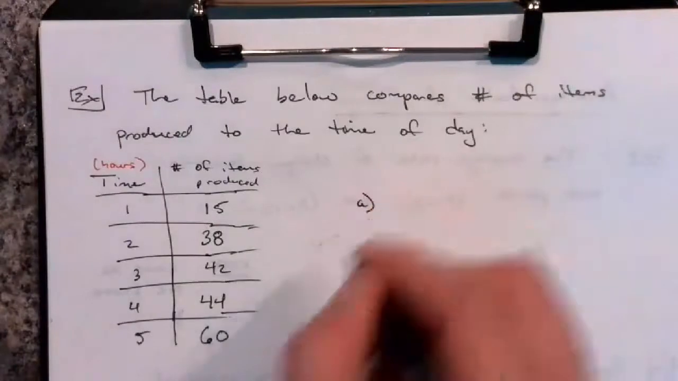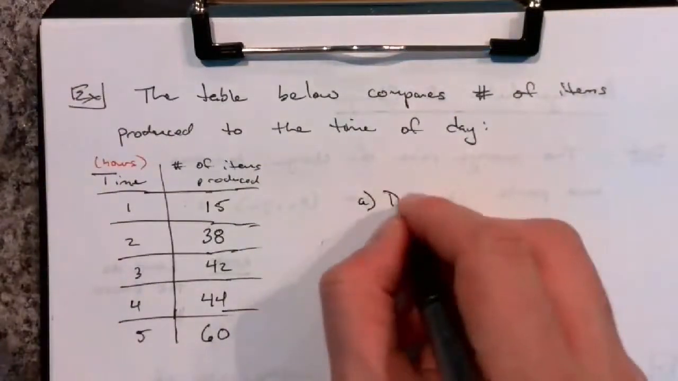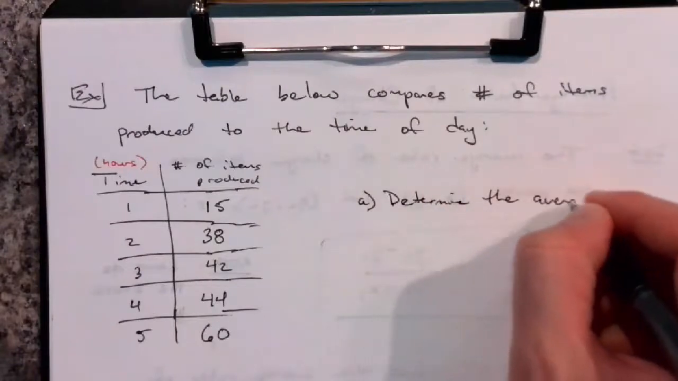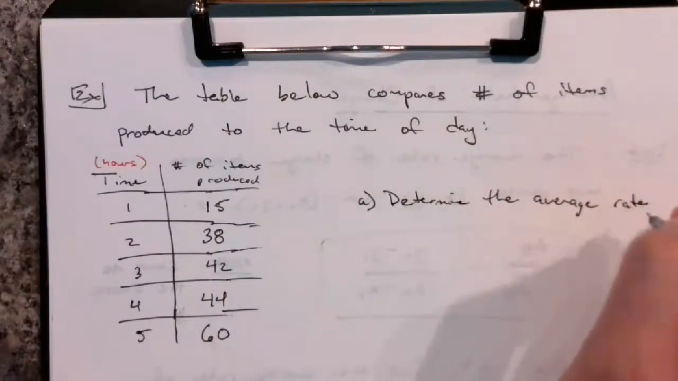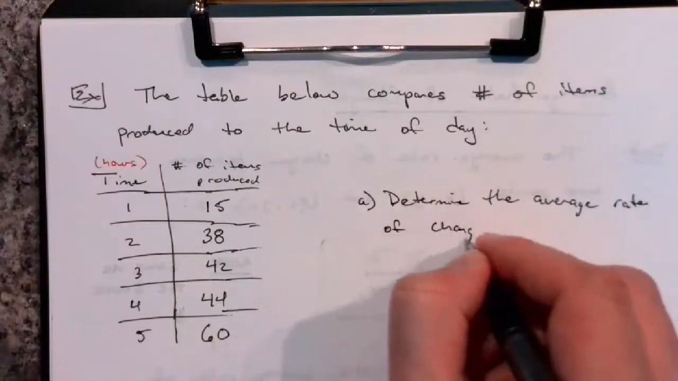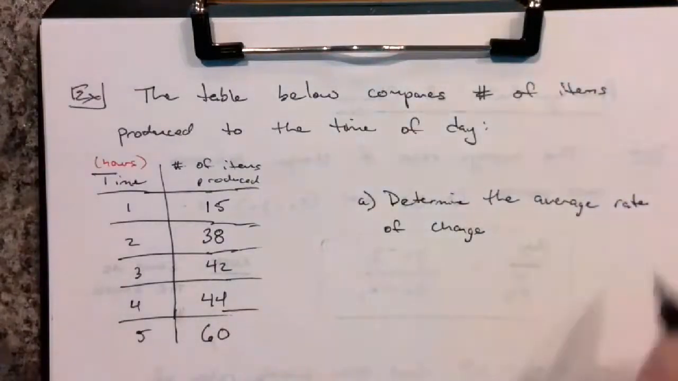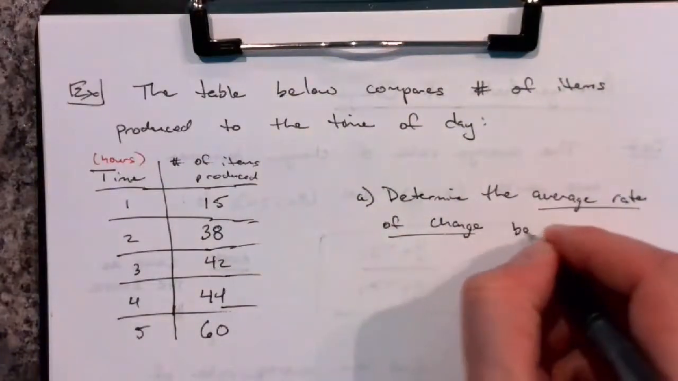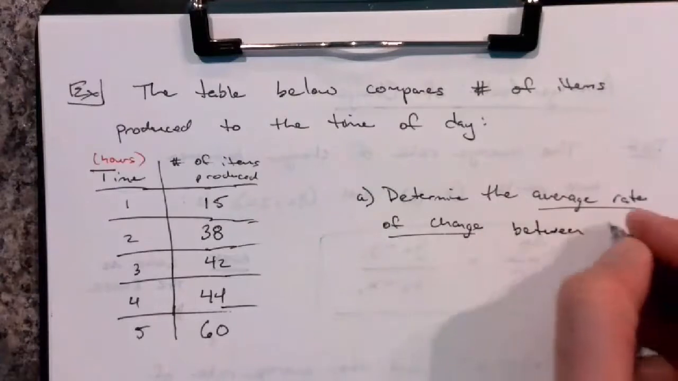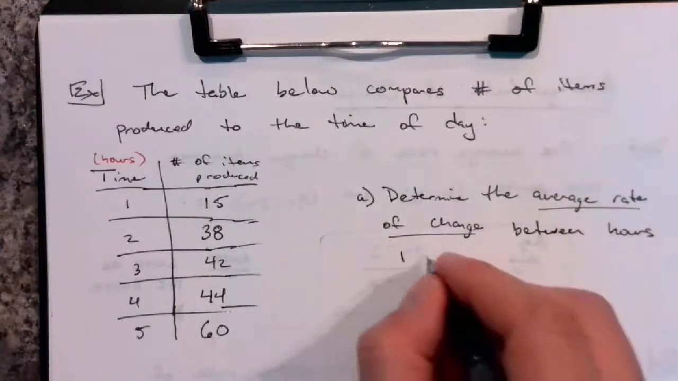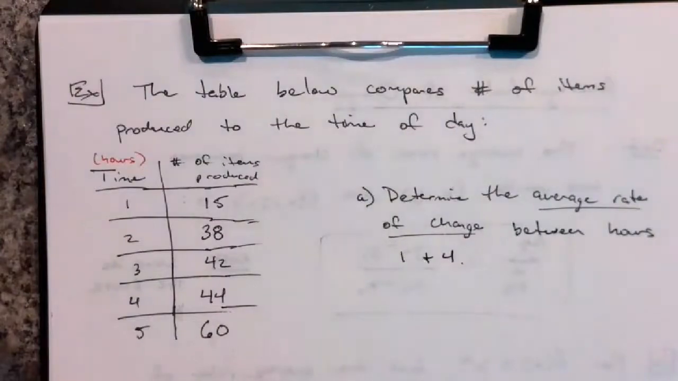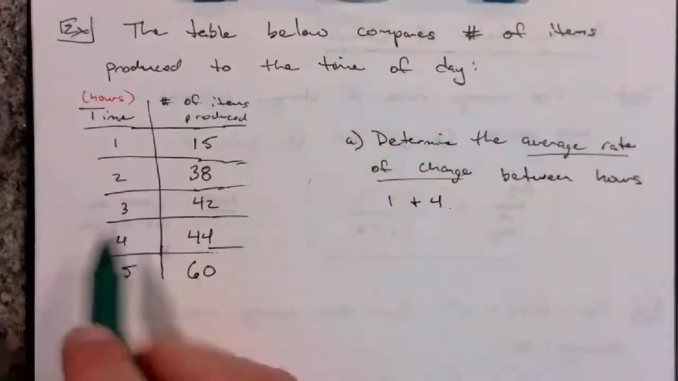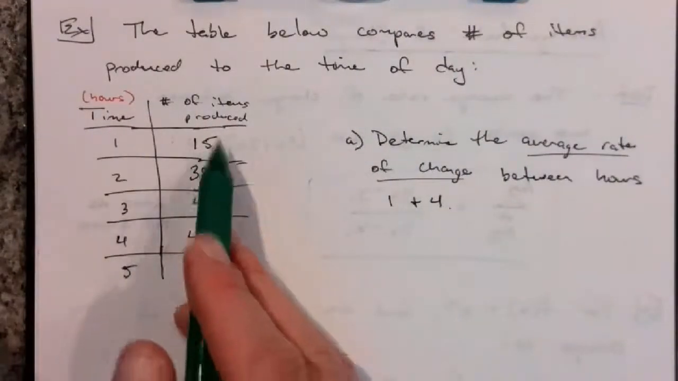So, first question, we'll say determine the average rate of change. Remember, average rate of change, when you hear it, means slope. You should think that to yourself. The average rate of change between hours 1 and 4. So they're telling you the x values in a sense, and you can think of the time as the x values, and the y values are the number of items produced.